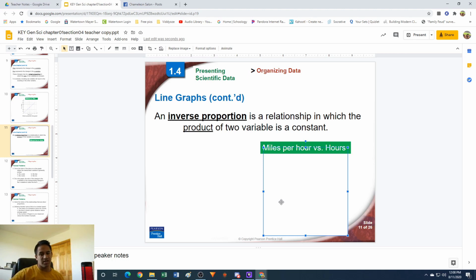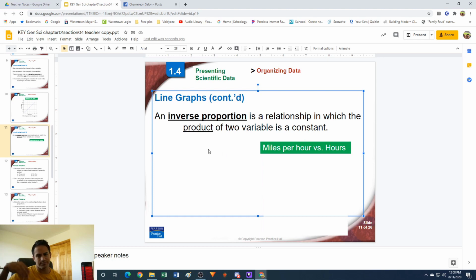So you're going to see a graph that's going to curve downwards like this, or have a downward curve. Again, I don't know why this image is not showing up, but imagine a line or a curved line that's going down like that. That would be an inverse proportion.